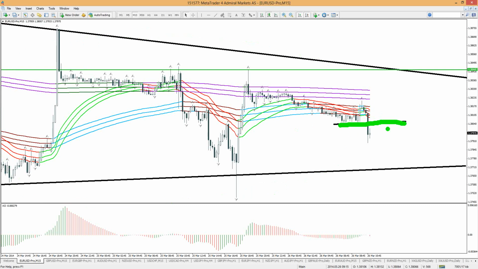It's not that I want to jump in a short immediately there, personally, but it is a trigger. It does mean that if we break this level, there's bearish momentum possible. Would I enter right there right now? I would still want to wait a bit for more information, personally.